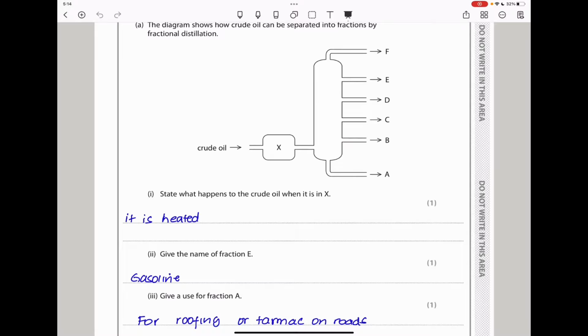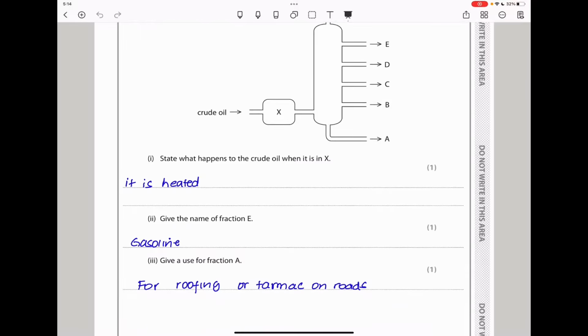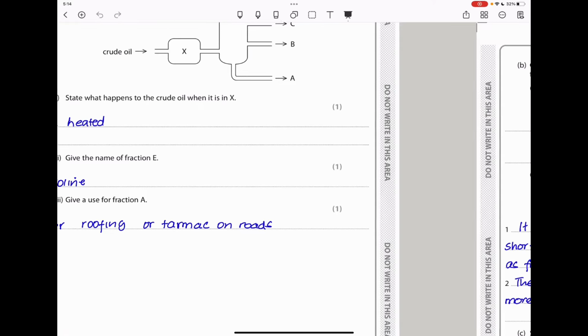The next part says, give the name of fraction E. Fraction E is gasoline. So that's it. And then give a use for fraction A. Fraction A is bitumen, and this is used in roofings as well as in roads for tarmac. Tarmac is used on the roads or in road construction. So moving on to the next part.